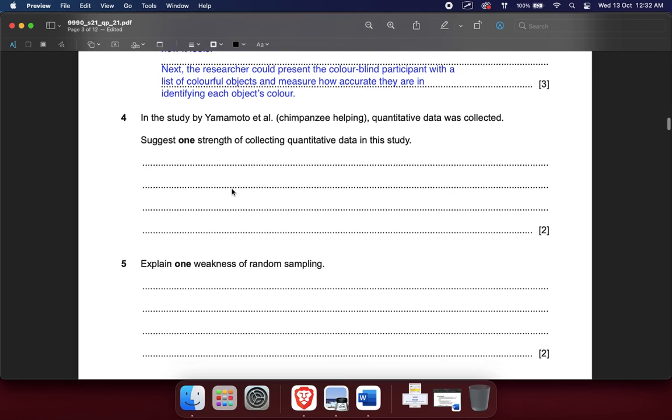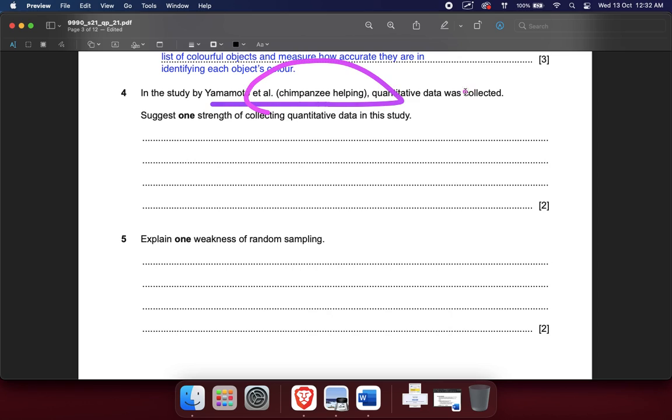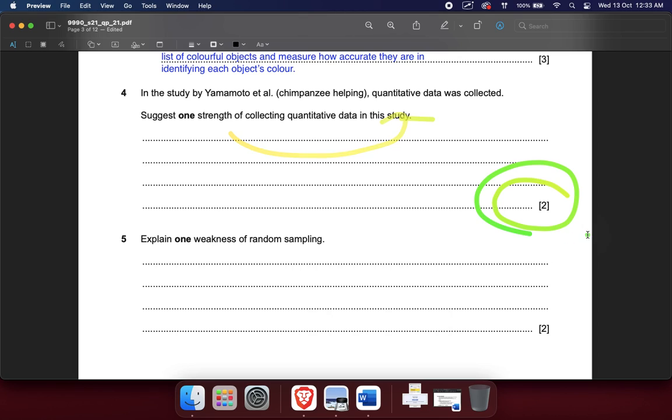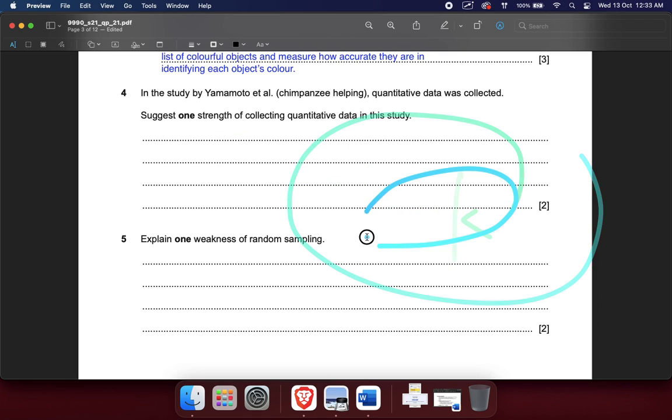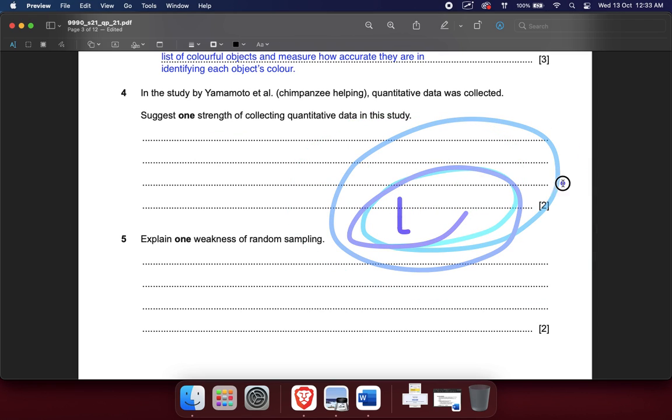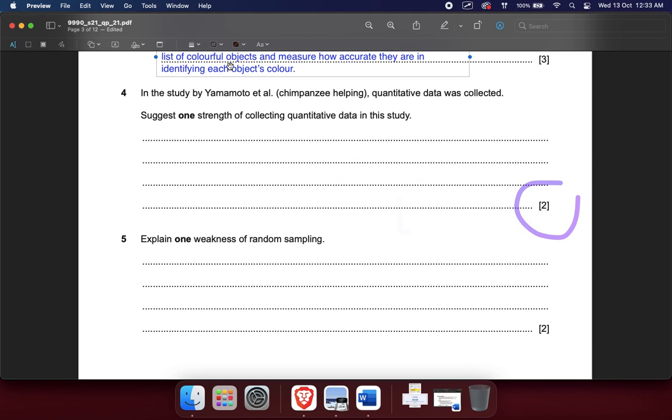Okay, let's move on. In the study by Yamamoto et al., Chimpanzee Helping, quantitative data was collected. So now focusing on quantitative data, suggest one strength of collecting quantitative data in this study. Okay, so it's not just a strength on its own, it's a strength in this study. So you need to link it. One point to explain the strength and 1 point to link. This is where students really miss out their points. They always forget to link. Link with a capital L. And you see the 2 marks there, you know you have to link it to the study.